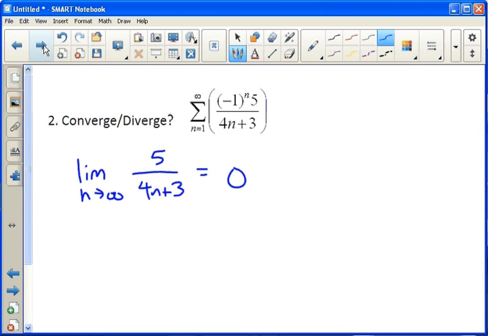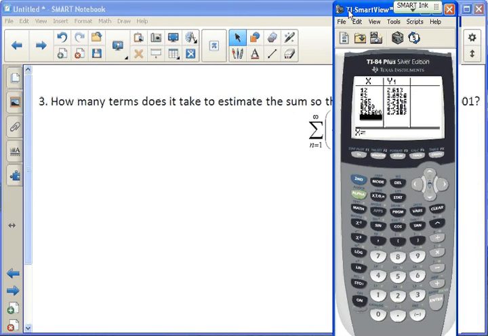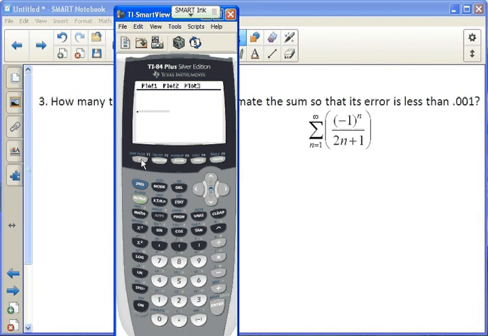Okay, this one we need to estimate the sum, so the error is less than 0.001. So to do this, we go to y equals, we plug in this equation. If you want to use the -1, you can. It won't make any difference because you're looking at absolute value anyway. And we're looking for the first time that this either equals 0.001 or goes below 0.001. So I just had some random numbers up here, so it's going to be above 365, so let's try, say, 400 maybe.